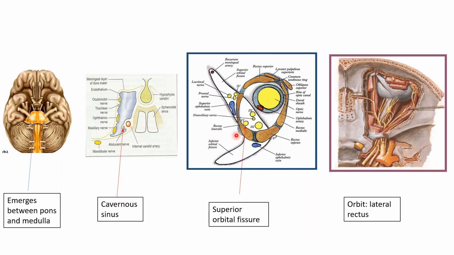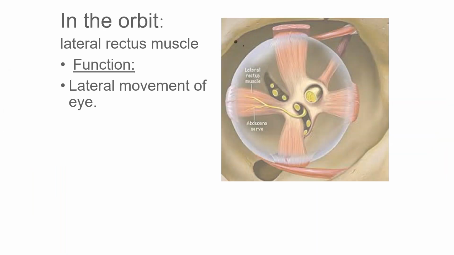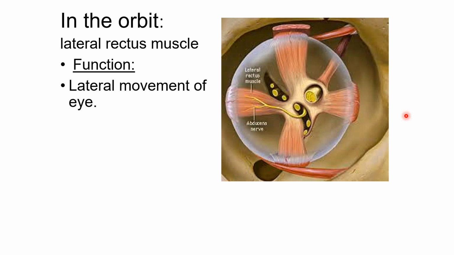From the cavernous sinus, it reaches the superior orbital fissure. Which part of the superior orbital fissure does it pass through? The middle part, along with the two divisions of the oculomotor nerve and the nasociliary nerve. From the superior orbital fissure, it reaches the orbit and supplies only one muscle, the lateral rectus muscle. Its function, because it supplies the lateral rectus, is lateral movement of the eye, which is abduction of the eyeball.